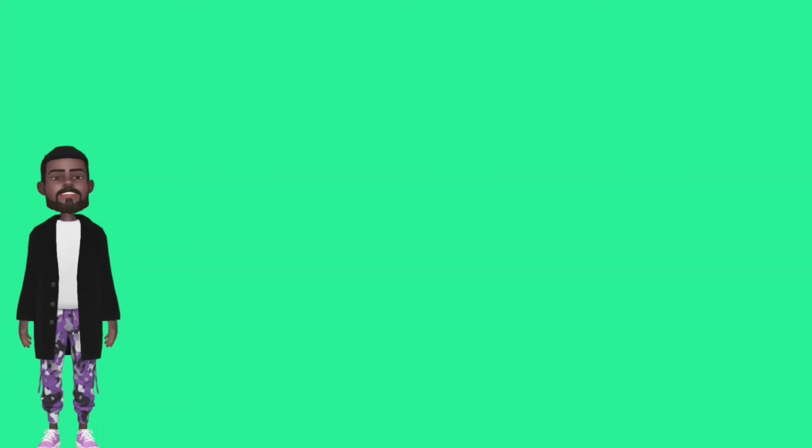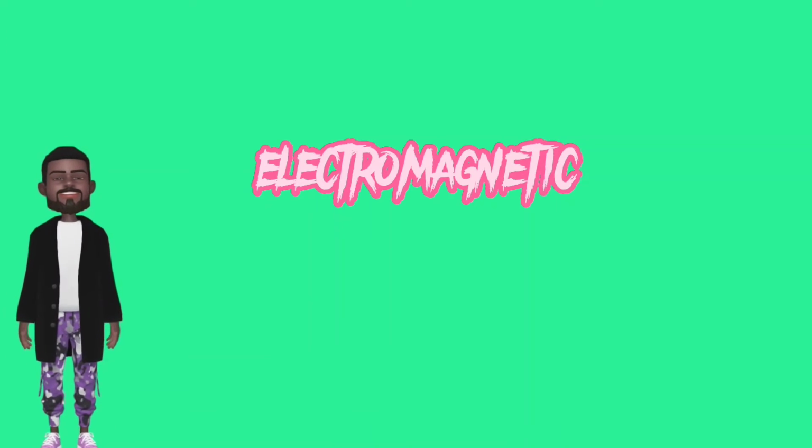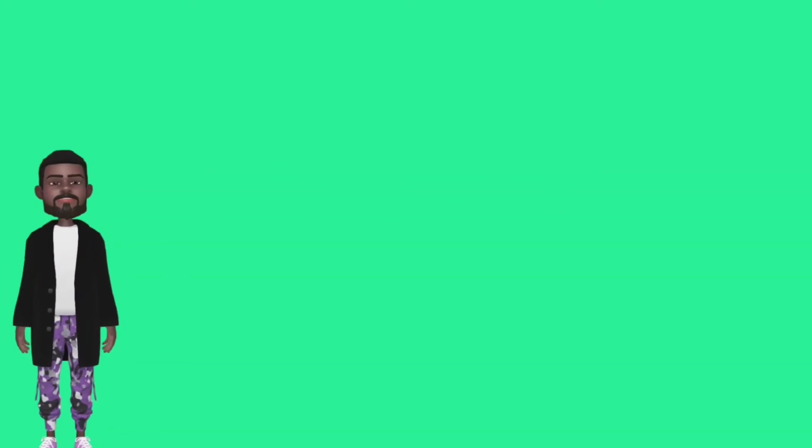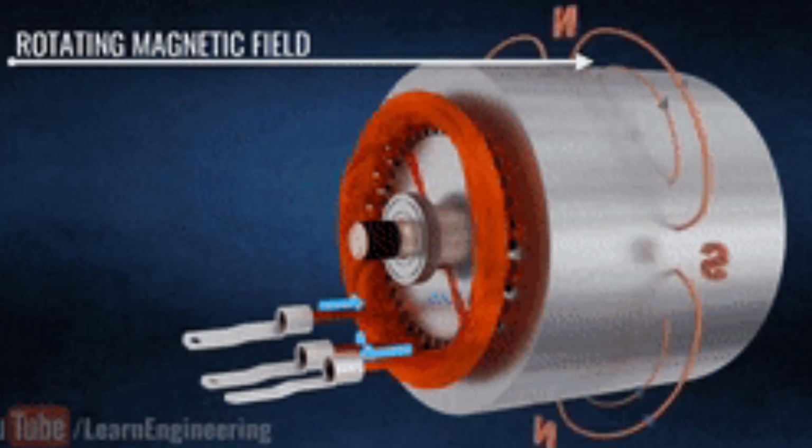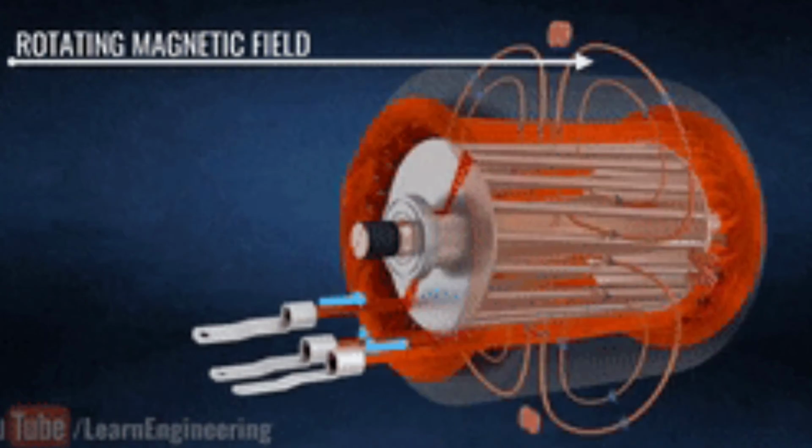When you combine electricity and magnetism, you get electromagnetic. When these two forces interact with each other, they can sustain one another and generate an electromagnetic field, which is just an invisible force around the atom.